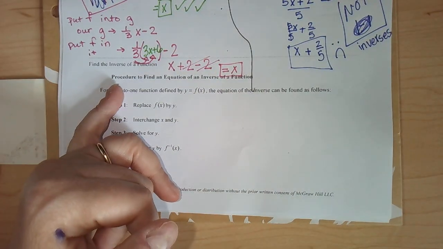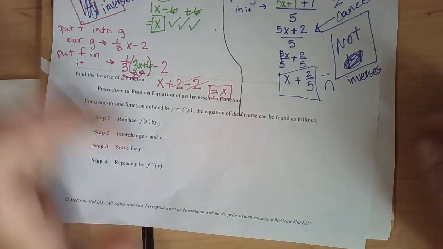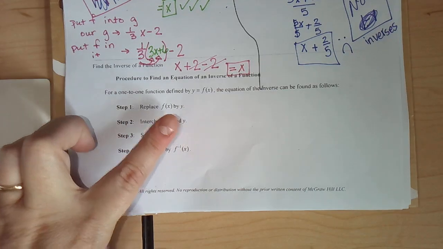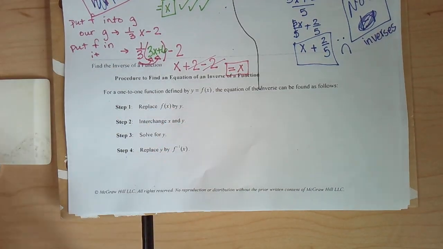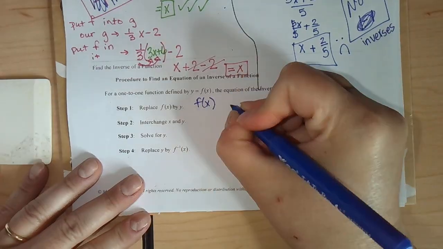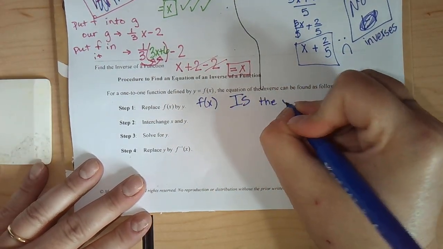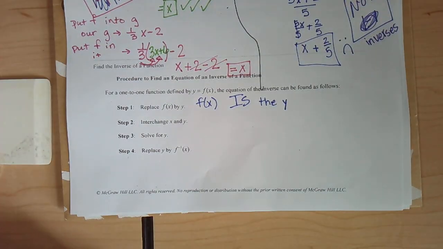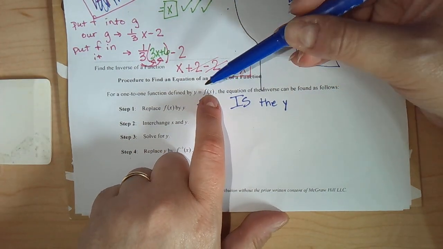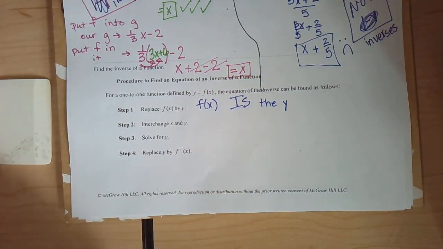Okay, let's try finding some inverses of equations. Here are the steps. It says first replace f of x with y, and that's because f of x is the y. Right off the bat, we take something that's listed as a function, that has the f for function, and we change it to a y just so that we can do our math.